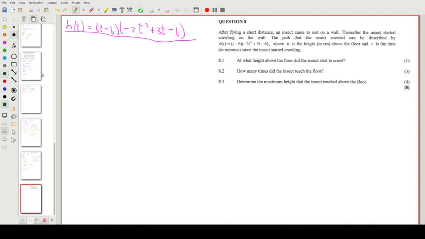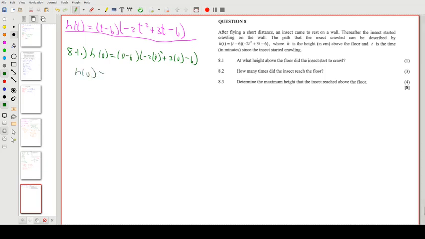Okay, so question 8.1: at what height above the floor did the insect start to crawl? Okay, so it starts when time is 0, right? So we just make t 0. So we find h of 0. So that'll be equal to (0 minus 6) times (negative 2 times 0 squared plus 3 times 0 minus 6), and we just solve that.